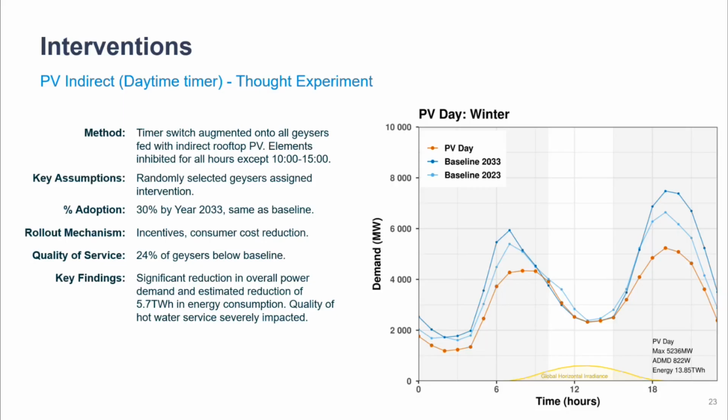This could be incentive-based, or you're just reducing your local energy bill because you're now actually drawing it from your own PV system. On the impact there's a significant reduction in overall power demand, certainly during the peaks. A lot of energy reduction, but no surprises there. You are going to pay a price in terms of the hot water, the quality of the supply there. You are going to be dipping down below 40 degrees.